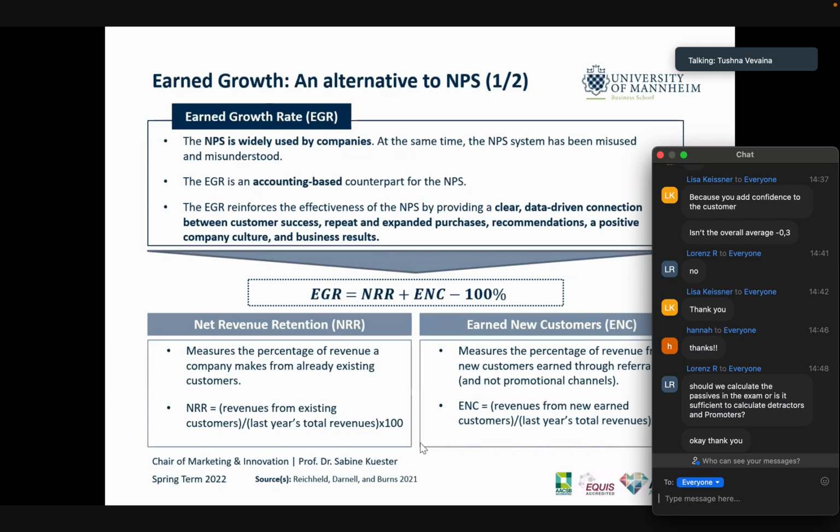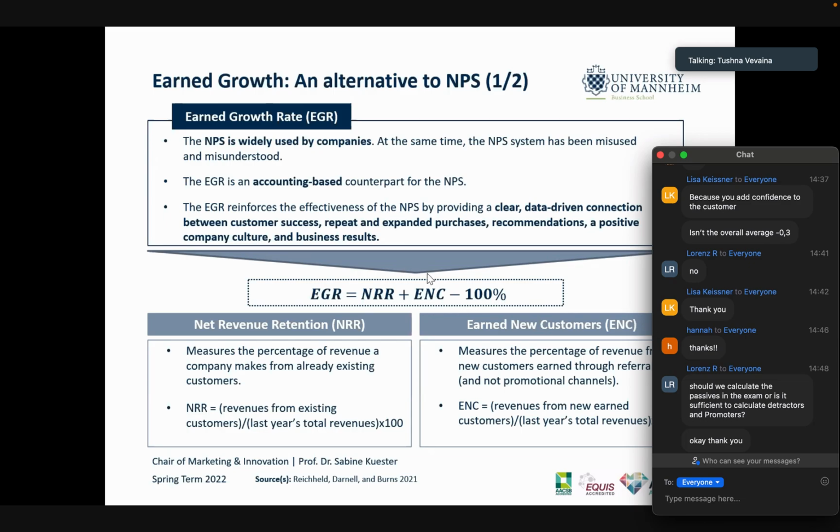Then you have the concept of earned growth rate. NPS is definitely used by companies, but your EGR is an accounting based principle where you differentiate between the types of customers that you're gaining. For example, customers who you're earning versus customers who you're buying. Earned customers are customers you gain through referrals, versus customers that are bought through promotional channels and advertising campaigns, and that's why you term them as bought customers. And your formula for EGR is equal to NRR plus ENC.